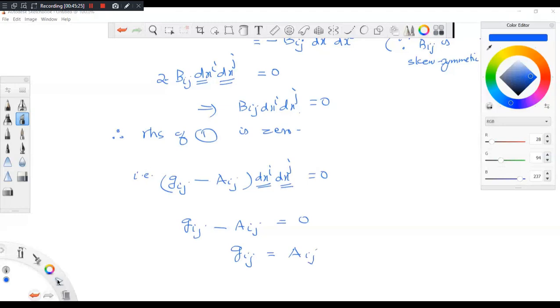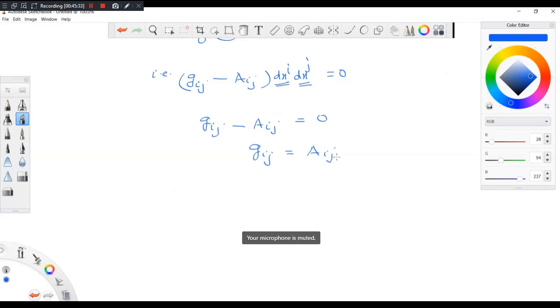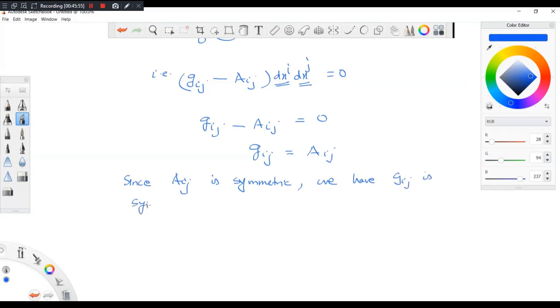Okay, but what is aij? What is aij? It is symmetric. We defined it like this. This is symmetric. Therefore, gij is symmetric. Since aij is symmetric, aij is symmetric, we have gij is symmetric. Okay, so we proved that gij is a symmetric tensor.